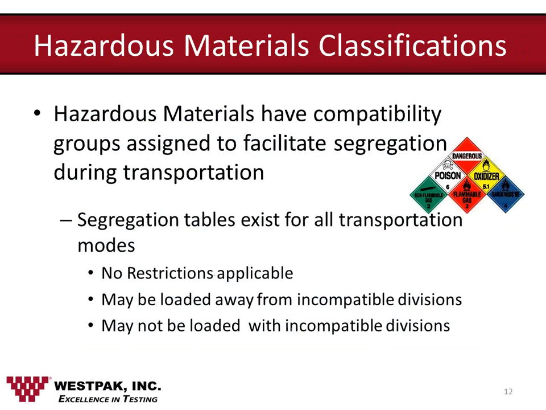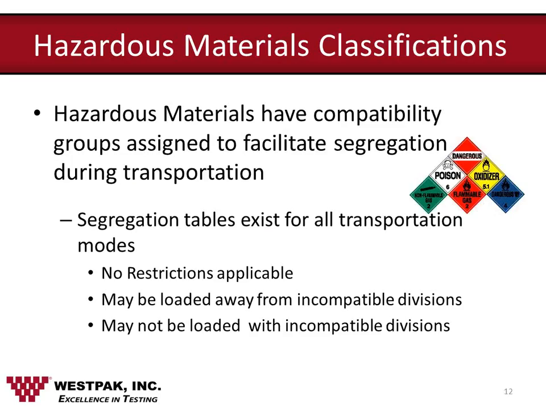When you're dealing with these classes, there's something else you need to know, and that's the hazardous materials compatibility groups. These compatibility groups are assigned to segregate these classes when transporting them with each other. To determine that, you look at a segregation table, which should tell you one of 3 things. First, no restrictions applicable, which means this material can travel with any other hazardous materials. You can put it in the same truck, side by side, and it's okay, they shouldn't react with each other, even if something happens.